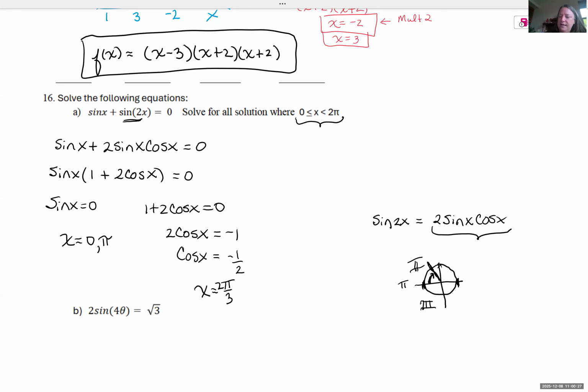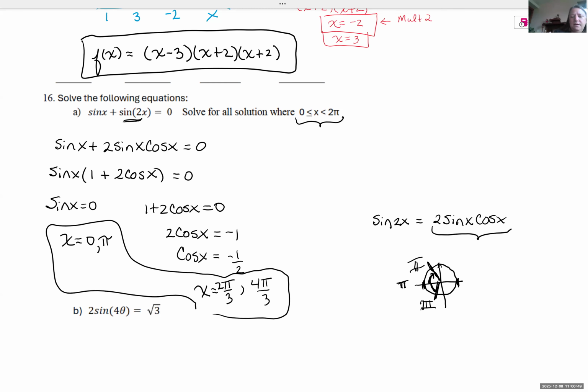And then it's going to be over here in the third quadrant. My reference angle again is pi thirds. So if I add pi thirds to pi, getting a common denominator, 3 pi thirds plus 1 pi thirds, that would be at 4 pi thirds. Those are the only values that we have between 0 and 2 pi. And so those would be the solutions to that first equation.